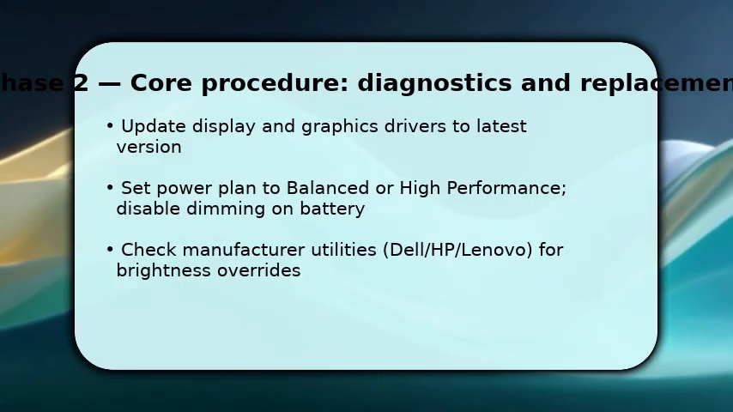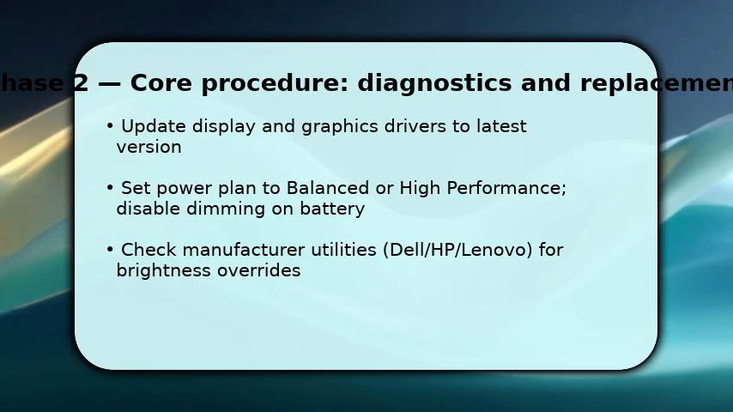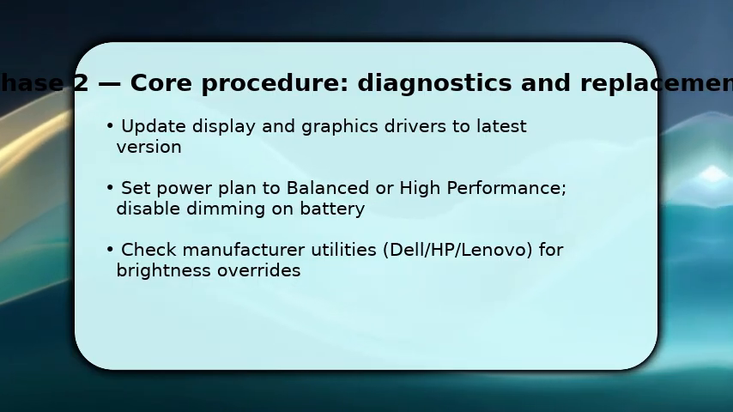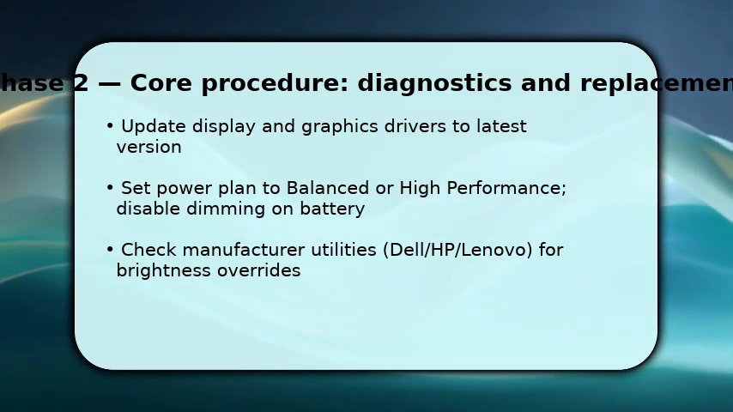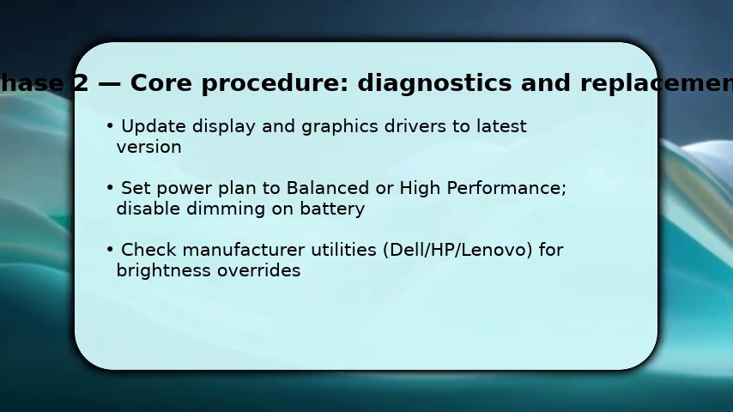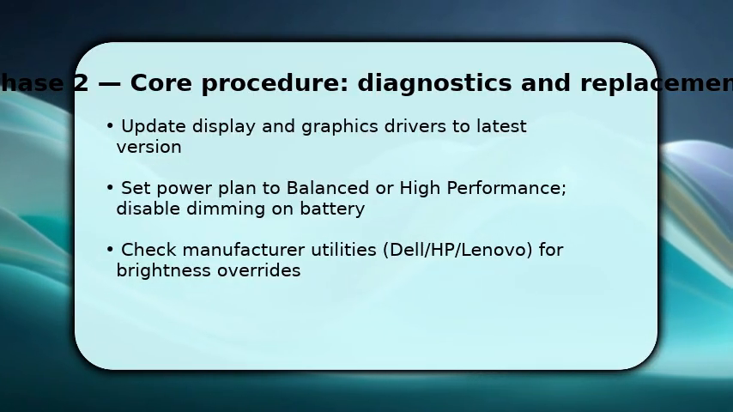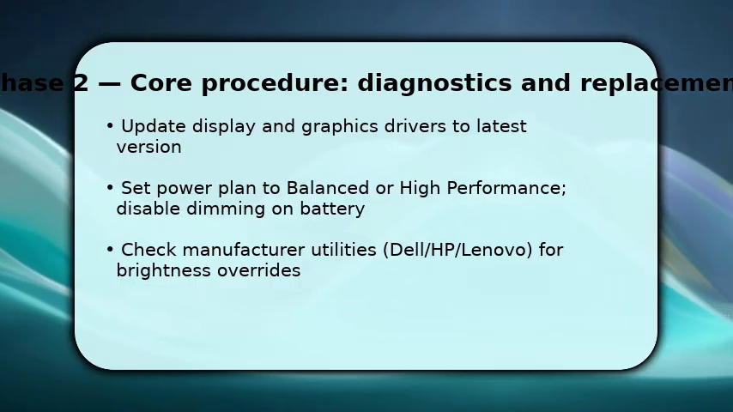Next, you update drivers and power settings because drivers often re-enable dynamic brightness. On PC, open Device Manager and update the display adapter and monitor drivers. On mobile, install OS updates. Then set your power plan to balanced or high performance and turn off any battery dimming features. This prevents the system from lowering brightness to save power.